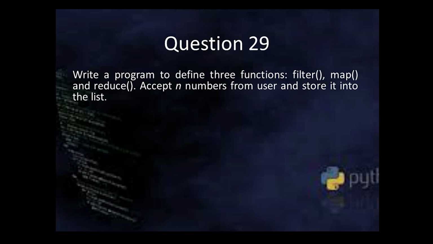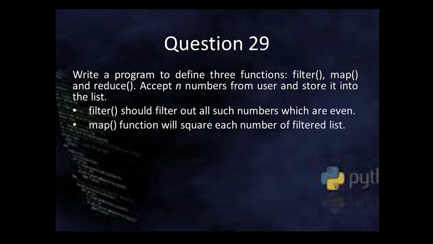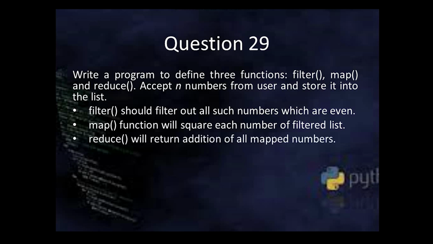Next question is also based on the previous assignment question. Write a program to define three functions: filter, map, and reduce. Accept n numbers from the user and store them in a list. Filter should filter out all such numbers which are even. Map function will square each number of the filtered list. And reduce will return the addition of all mapped numbers. I hope it is clear to you.